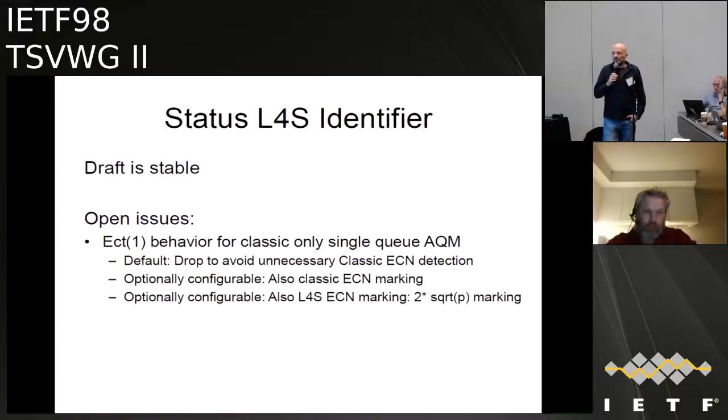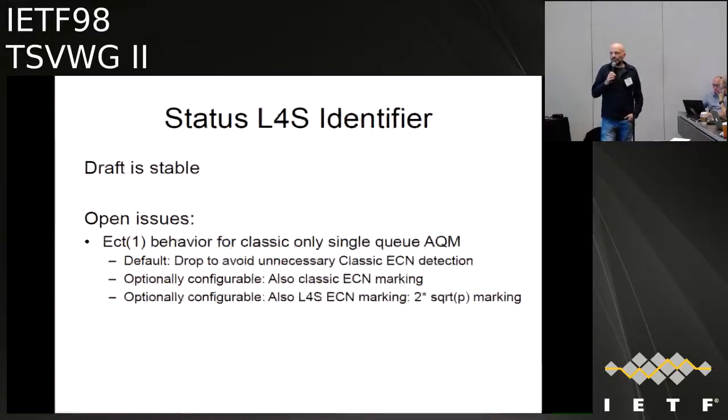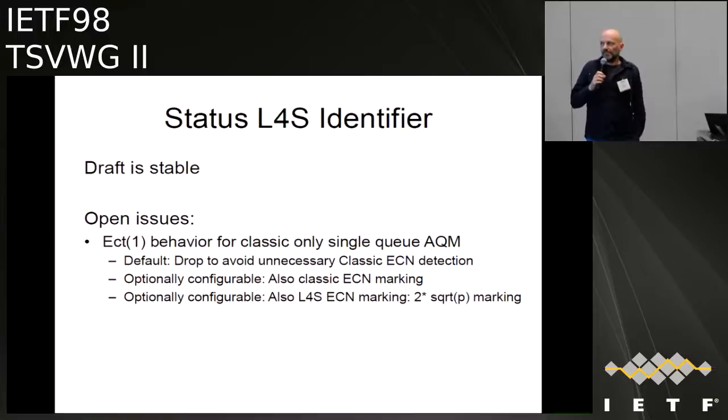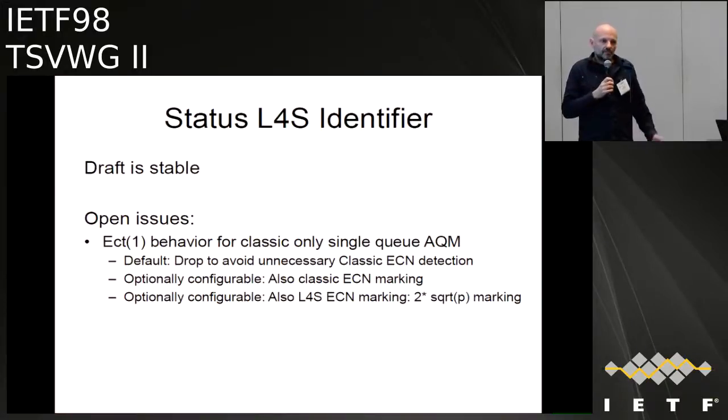So the discussion was that the default, or maybe a consensus, was to drop, to avoid unnecessarily needing classic ECN detection. But maybe it's needed anyway if there are by that time already more ECN deployments. Optionally, it's configurable, so to also treat it as classic ECN traffic. I think it's a recommendation that it could also be triggered, because if we need the classic ECN detection anyway, then it's better not to drop alpha-REST traffic.